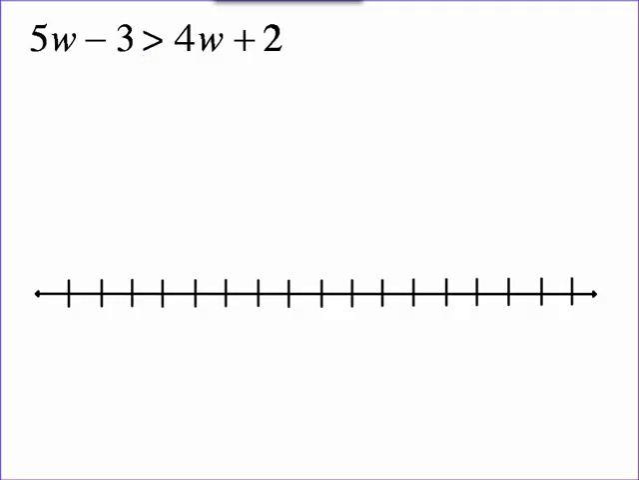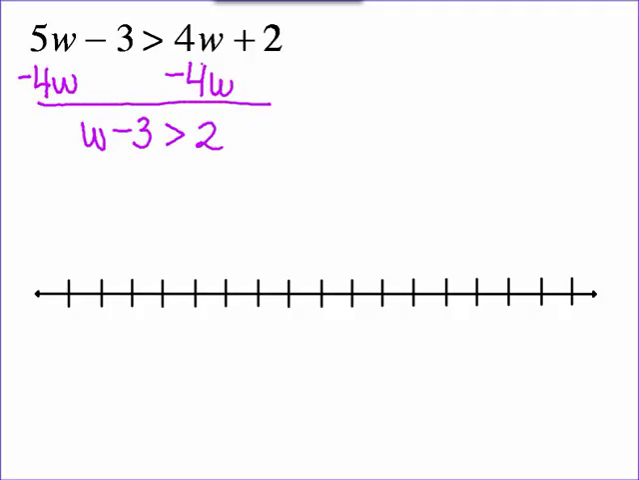What am I going to do to solve? Subtract 4w from both sides. And then that leaves me with w minus 3 is greater than 2. What do you do now? Add 3 to both sides. And so what do you get w to be greater than? 5. So I'm going to start with a 0. And then 1, 2, 3, 4, 5.